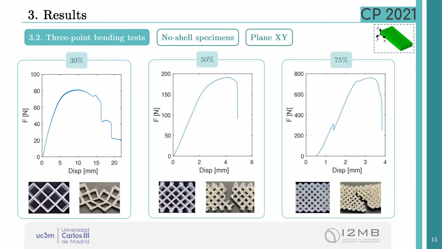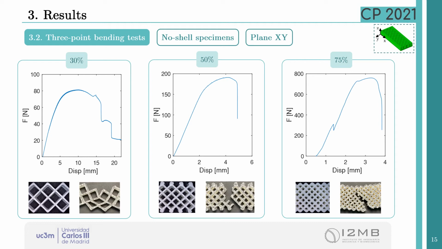After the mechanical characterization of the material, I am going to present the experimental results of the 3-point bending tests. This slide shows the results of the specimens with no shells and the orientation where the crack propagates over the plane XY. The force displacement curves correspond to the specimens with 30, 50 and 75% infill density, and the figures below show the samples before and after the bending. As a reminder, the test velocity was the same for all of them, 1 mm/minute.